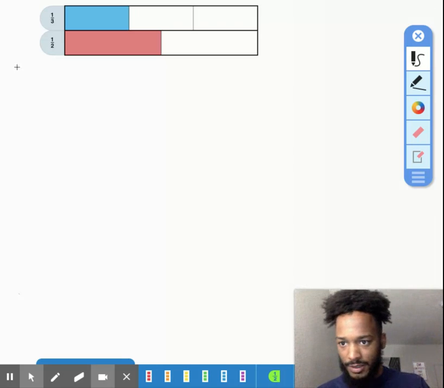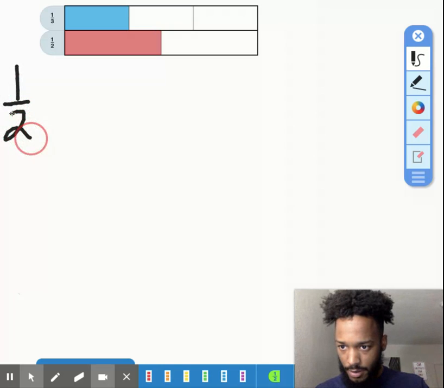All right, so on the left-hand side, I'm going to rewrite the fractions 1/2 plus 4/5.